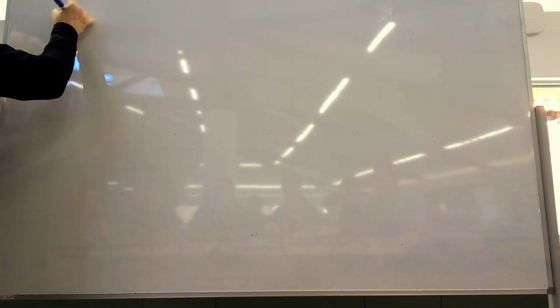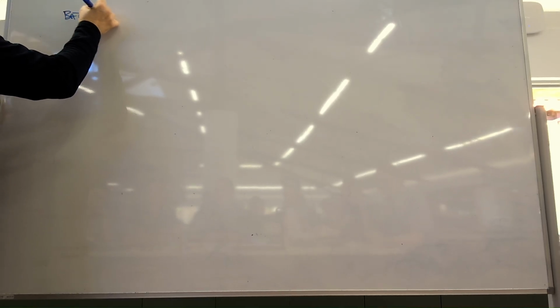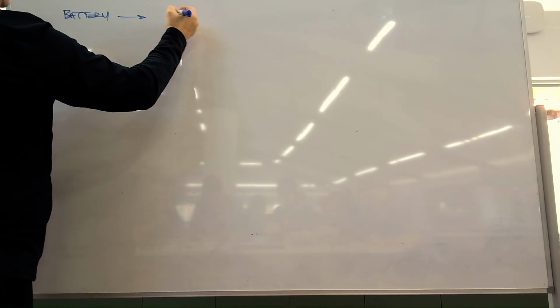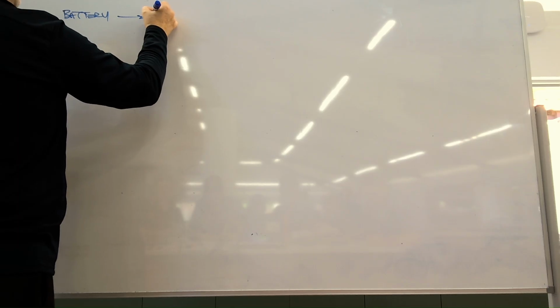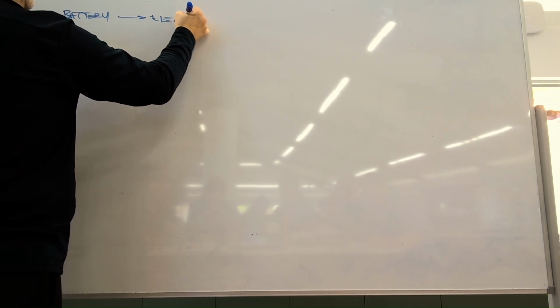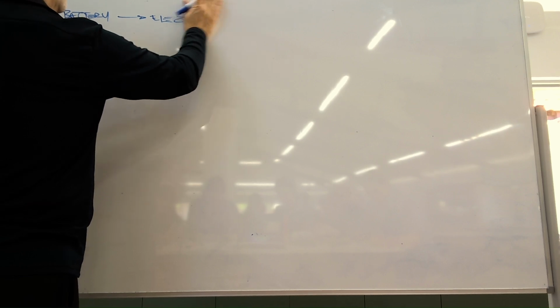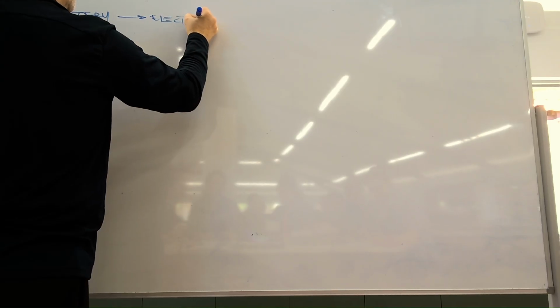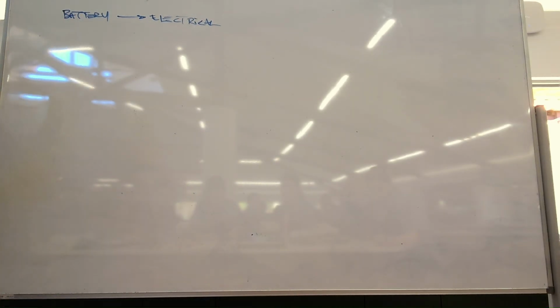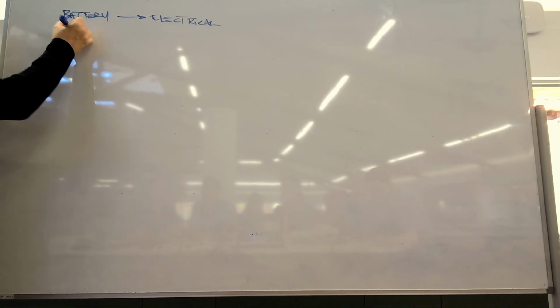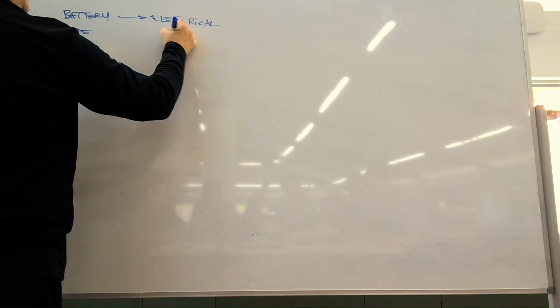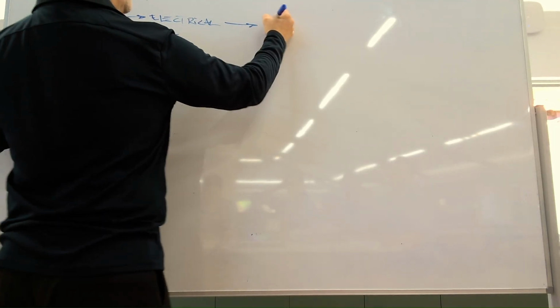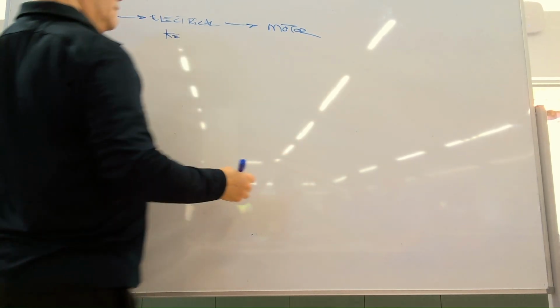All right? So for an energy transfer, you might start off with a battery. And then that might get turned into electrical energy. So you're putting that energy into a wire. So this is chemical potential energy. That is kinetic energy. And then that gets into a motor, which again is kinetic energy.